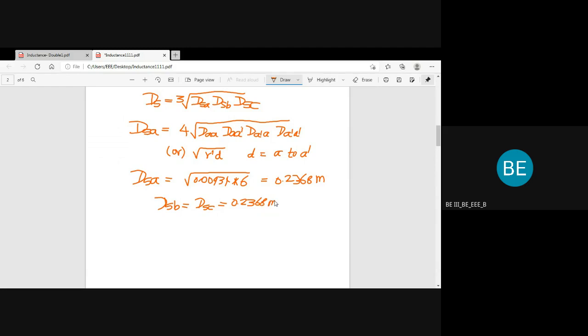So once we compute DsA, DsB and DsC, we can compute Ds. So it is the cubic root of DsA, DsB and DsC. So all these values are the same. So DsA, DsB and DsC values are the same. So we can get the Ds value will be the same. So Ds will be 0.2368 meter.